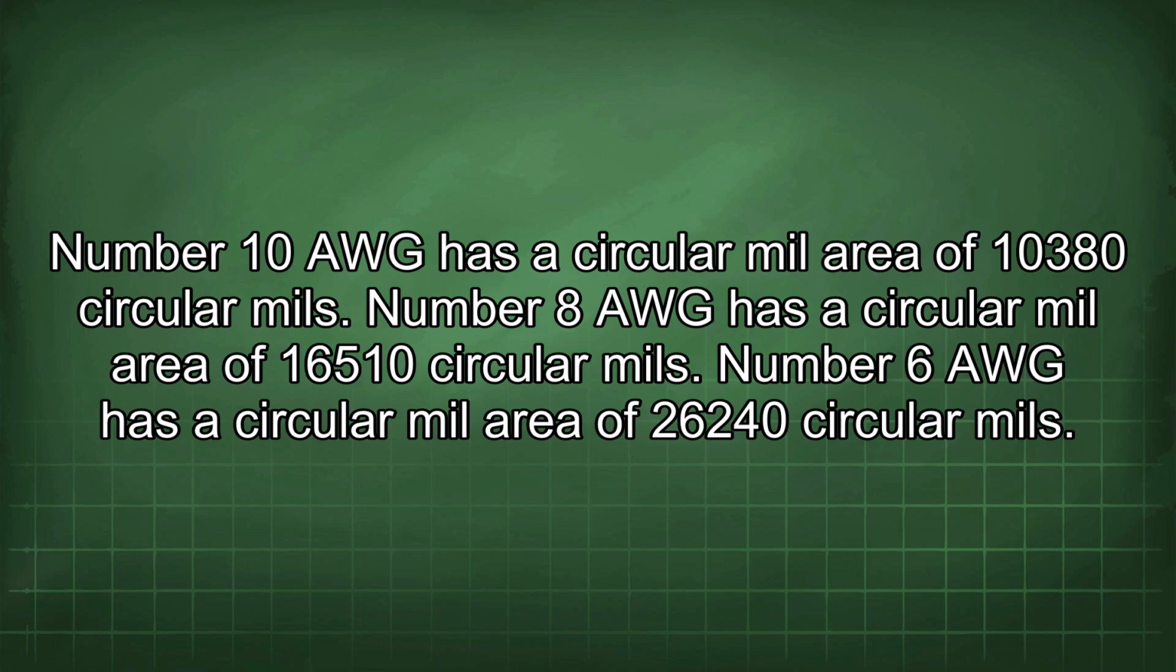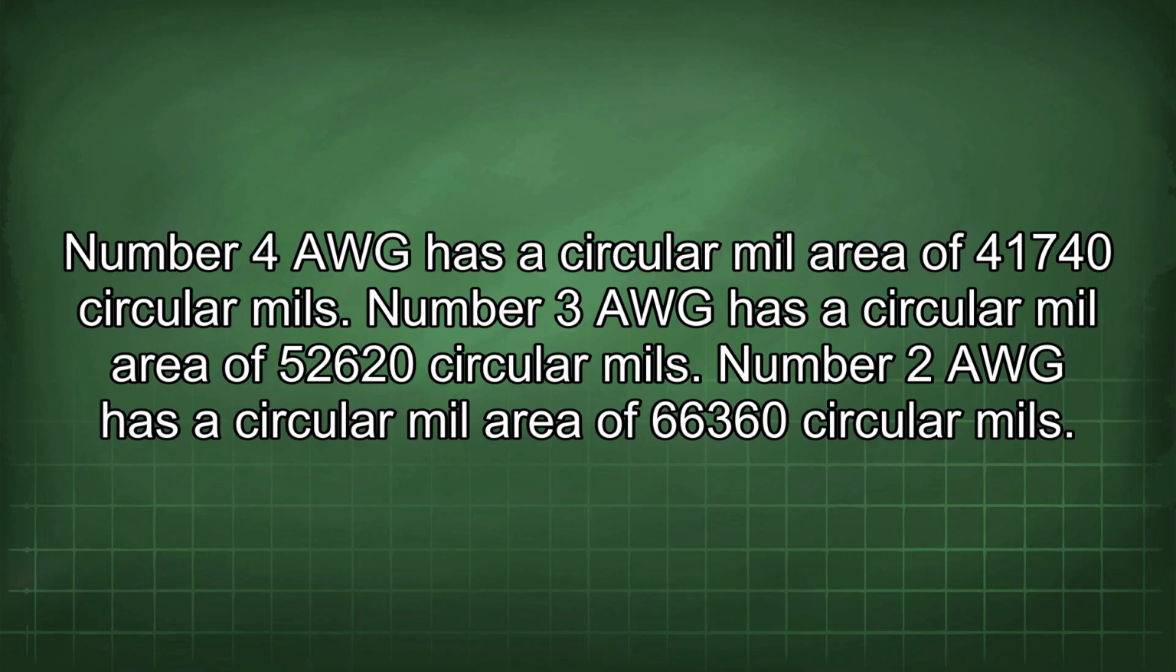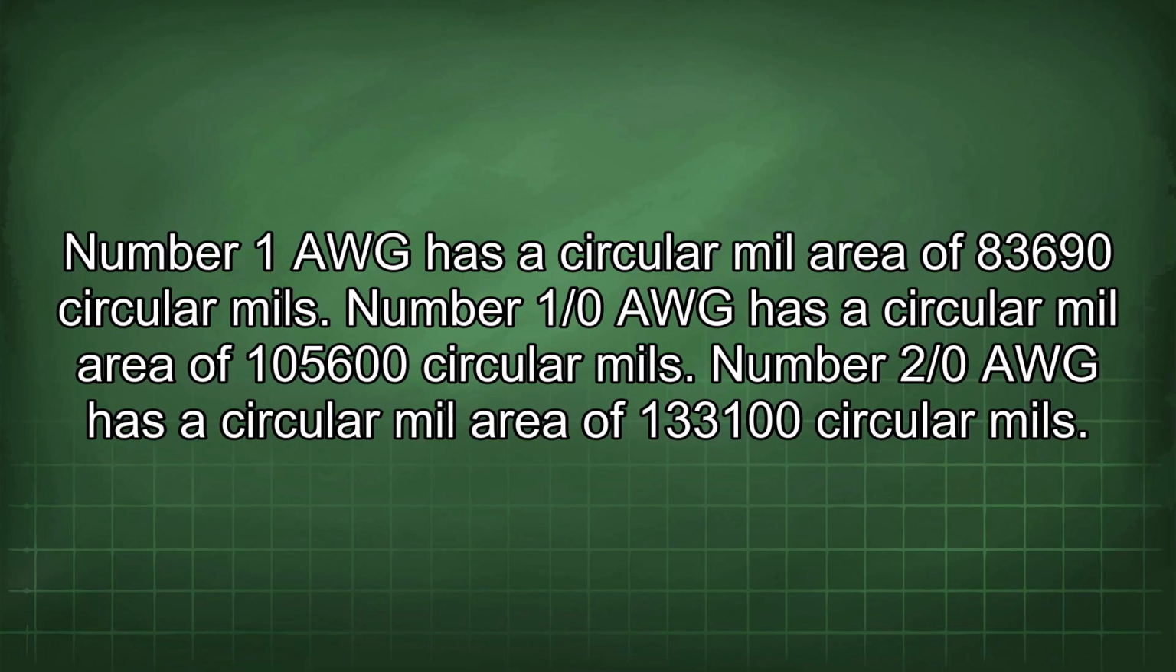Number 6 AWG has a circular mil area of 26,240 circular mils. Number 4 AWG has a circular mil area of 41,740 circular mils. Number 3 AWG has a circular mil area of 52,620 circular mils. Number 2 AWG has a circular mil area of 66,360 circular mils. Number 1 AWG has a circular mil area of 83,690 circular mils.